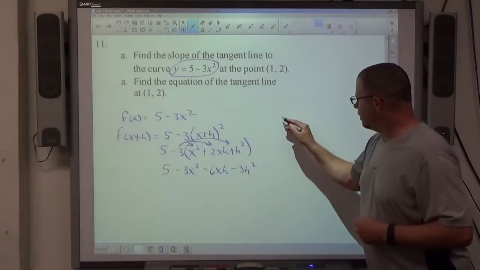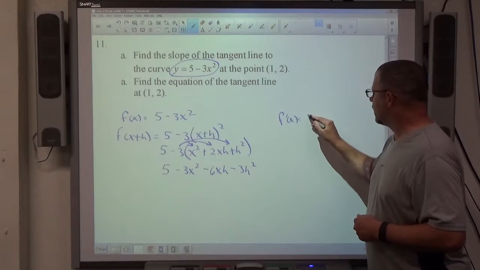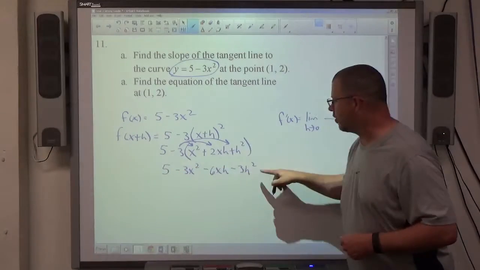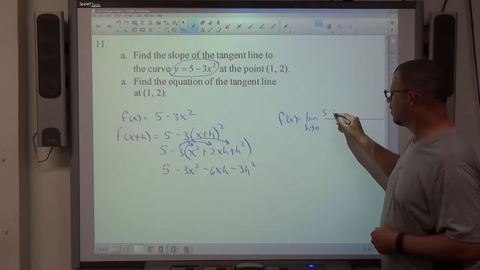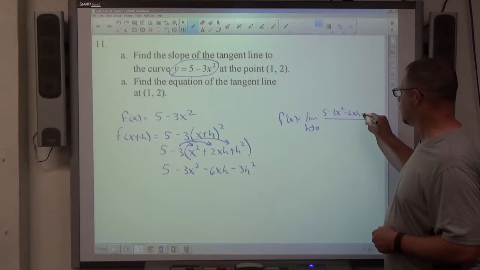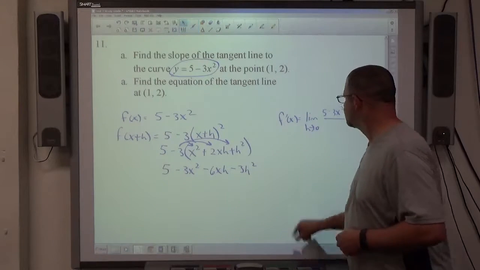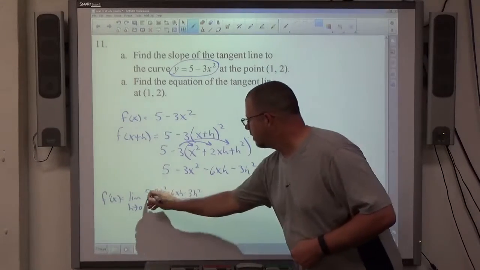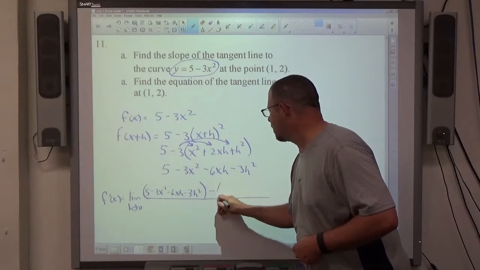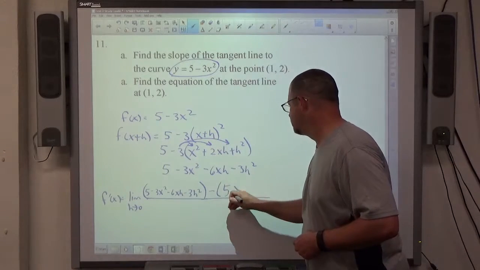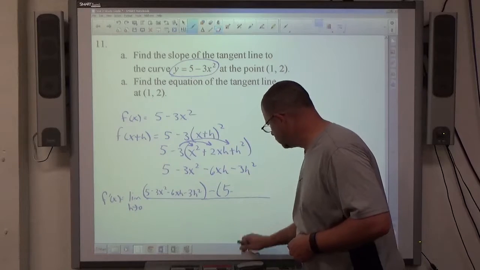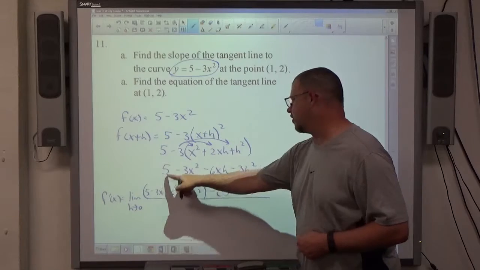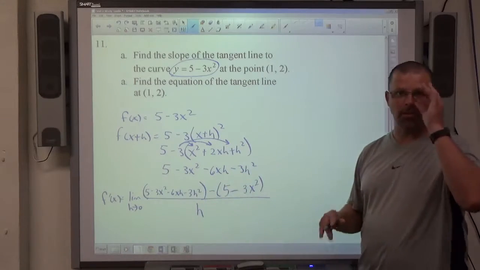Our derivative formula, f prime of x, is the limit as h approaches 0 of f of x plus h, which is all this stuff, 5 minus 3x squared minus 6xh minus 3h squared. That's f of x plus h. We're subtracting from it f of x, which is 5 minus 3x squared. And all of it's over h.